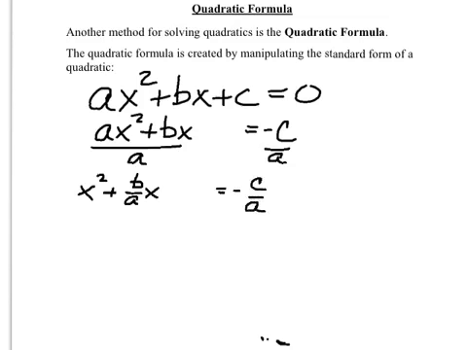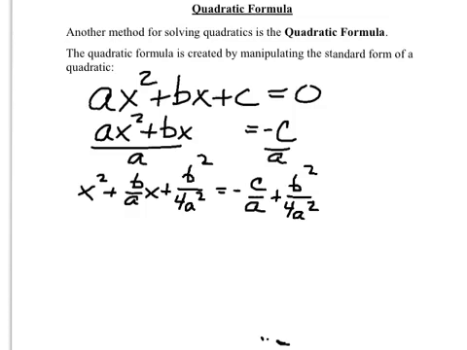Okay, so now to complete the square, remember you got to take this middle term right here, and we have to divide it by 2 and square it. So if I take b over a and divide it by 2, I get b over 2a. If I square it, I get b squared over 4a squared. If you don't believe me, go ahead and do b over 2a and square it. But I promise that's what it comes out to be.